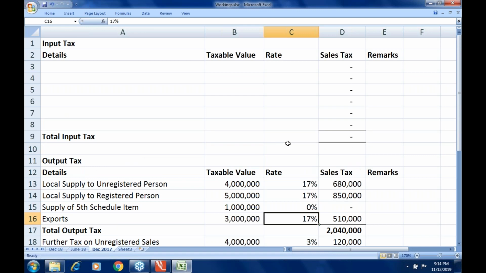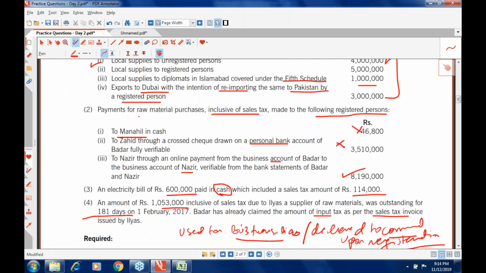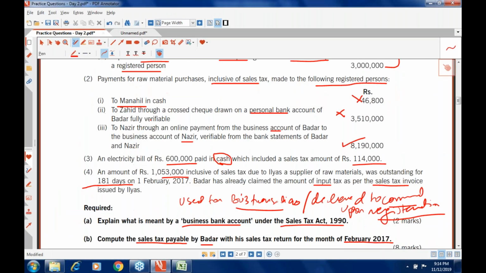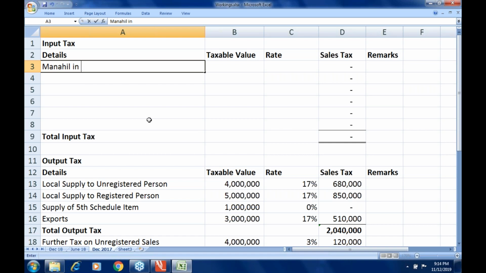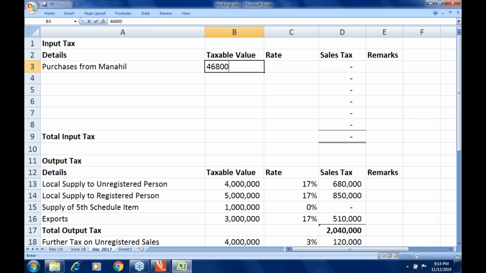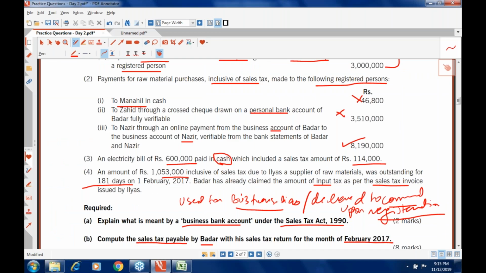Okay, so let's move a bit forward. The next thing is we need to talk about the input tax. It's actually Manahil in cash, purchases from Manahil. The taxable value of the purchases is 46,800. This is exclusive value, but here the sales tax need not be applied because it's paid in cash. So the input tax will be disallowed on this specific purchase. Why? Because as per the taxation law, you cannot make payment in cash.